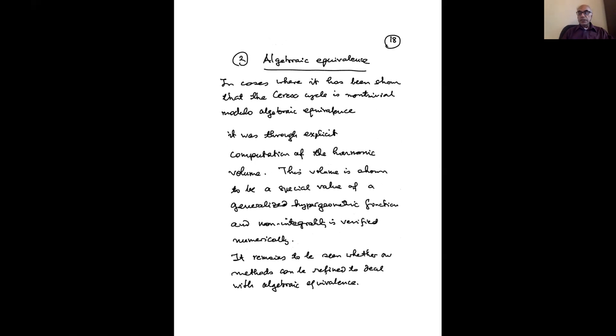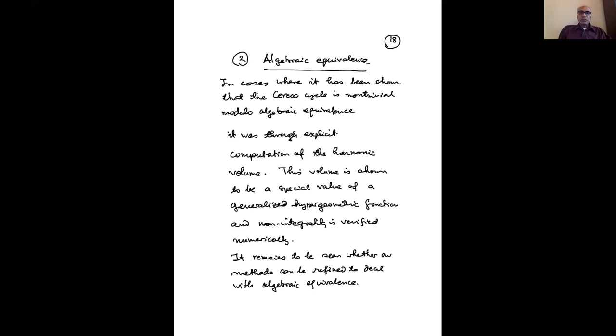Okay. Second point is we proved infinite order modulo rational equivalence. What about algebraic equivalence? This is a pretty hard theorem, but it's extremely interesting, and I don't have any ideas on it. But in cases where it has been shown that the Ceresa cycle is non-trivial modulo algebraic equivalence, forget about infinite order, it was through explicit computation of Bruno Harris's harmonic volume. And it turns out that volume, which I didn't really define for you, is shown to be a special value of a generalized hypergeometric function. And you have to show that that value is non-integral.